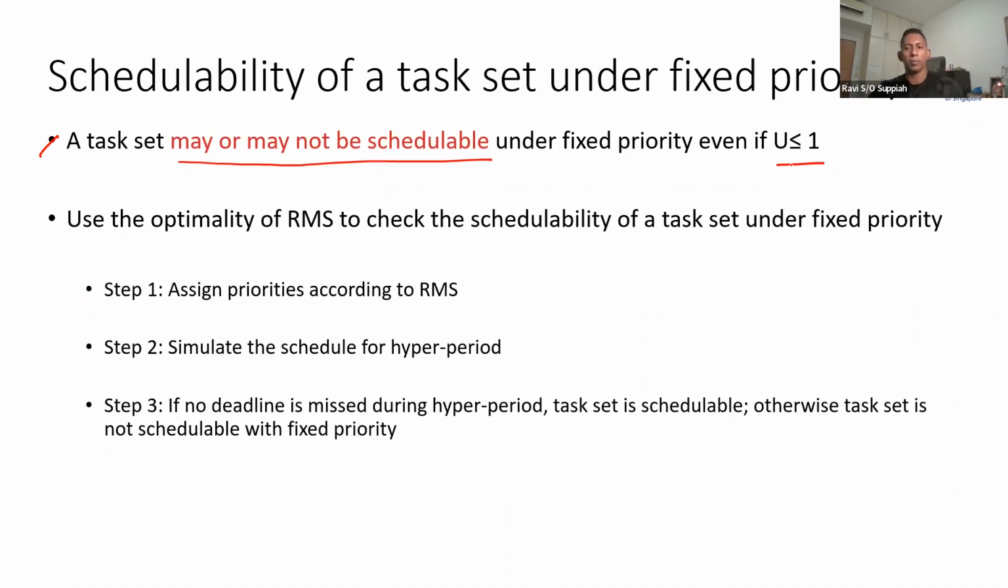So what can we do? First, we assign priorities using RMS. That's the first step. Then we look at the behavior over the whole hyper period, and we try to see if any deadline is missed. If no deadline is missed, then the task set is schedulable. Of course, the first thing is we always check for this condition. The moment this condition fails, you don't need to do anything else. You can straight away say that it is not schedulable. But once this is satisfied, then you can go and do these 3 steps to check whether the task set is schedulable under a fixed priority system.